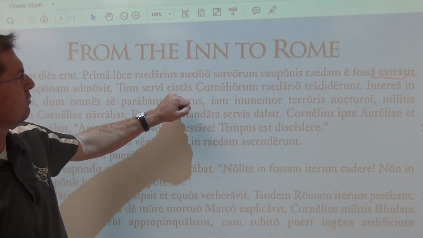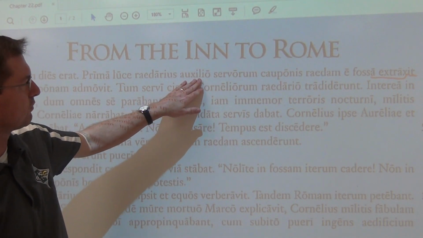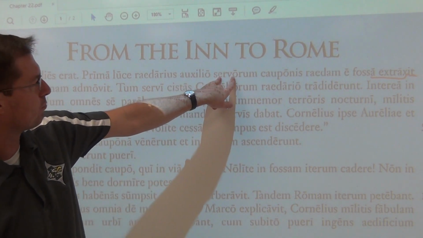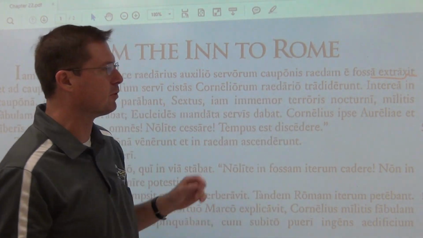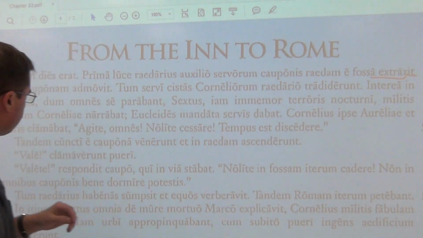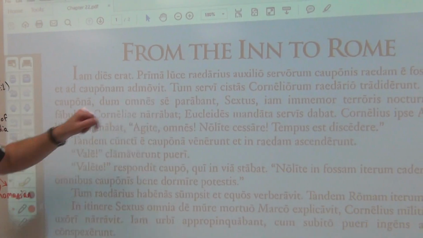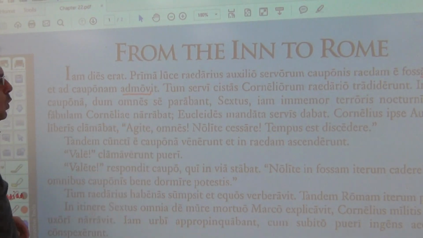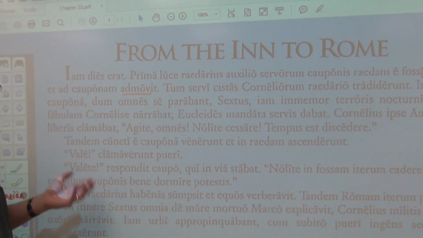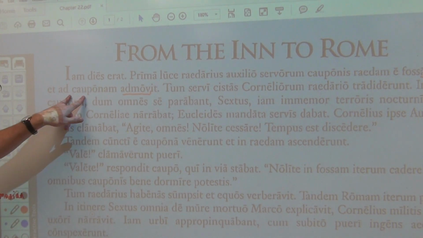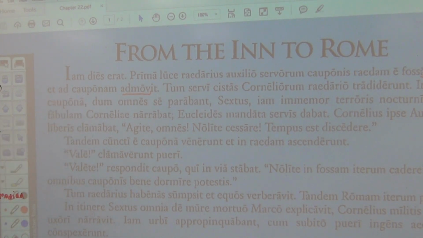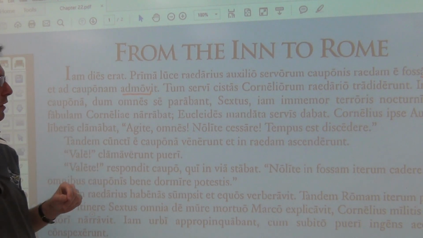and then another ablative, auxilio, with the help, ablative of course, of the slaves, genitive plural, of the innkeeper. Remember, ipsius is genitive singular. And he moved, moveo, movere, movi, motus. He did move it, that minivan, towards the inn, or to the inn, the motel, if you would like.